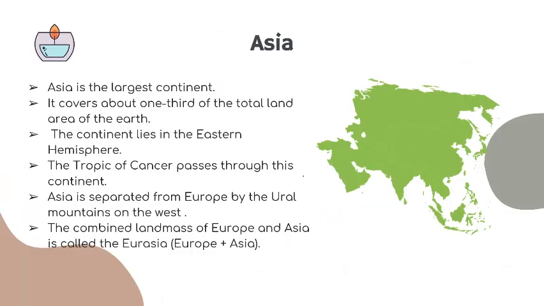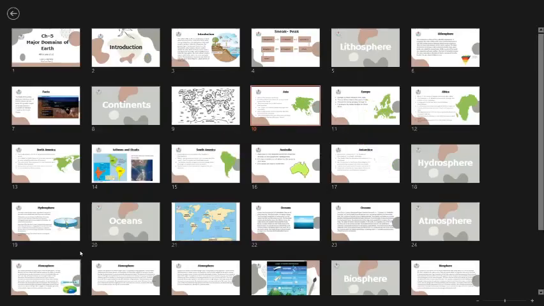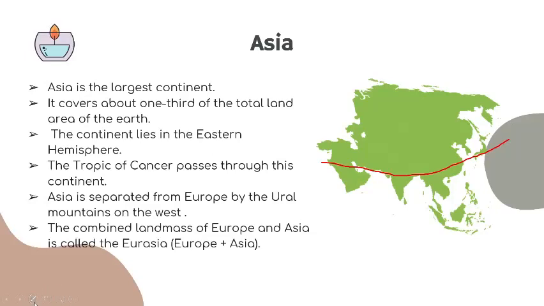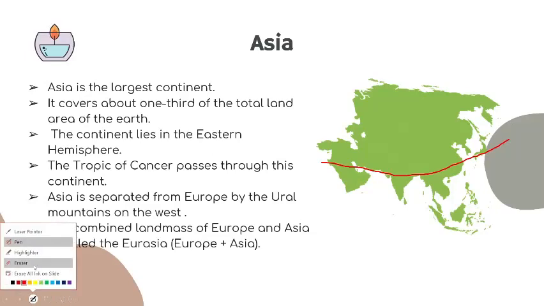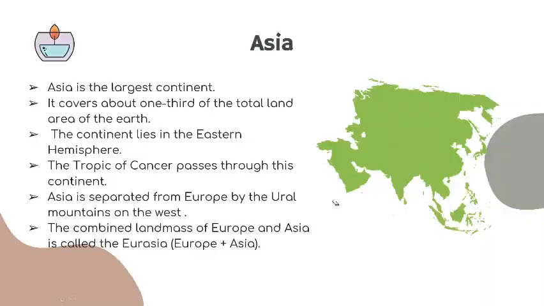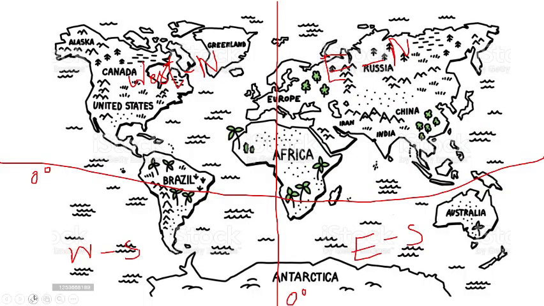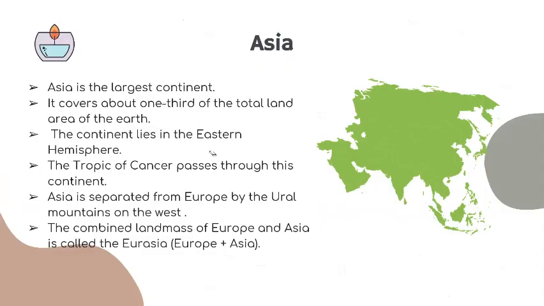The Tropic of Cancer passes through this continent. It goes almost like this. If you see India's map too, you can see the Tropic of Cancer. Yes, Tropic of Cancer passes through this continent. That is what we read just right now.